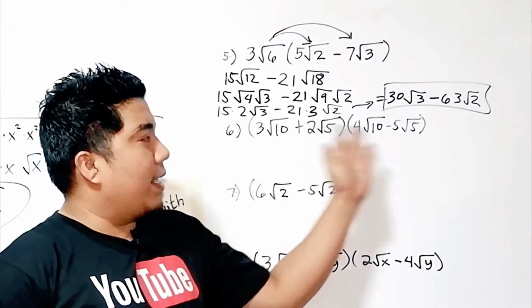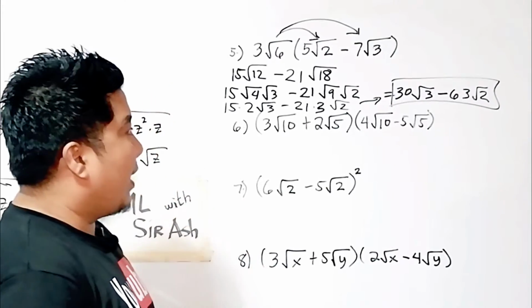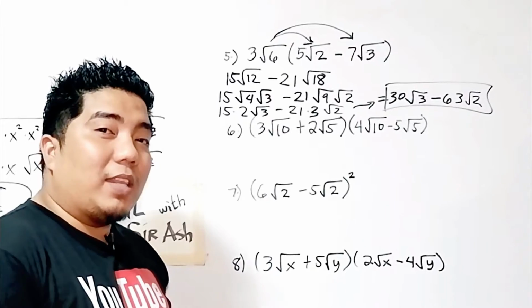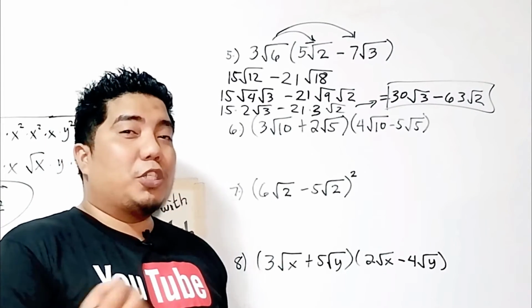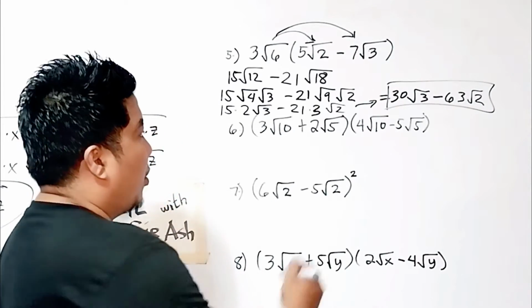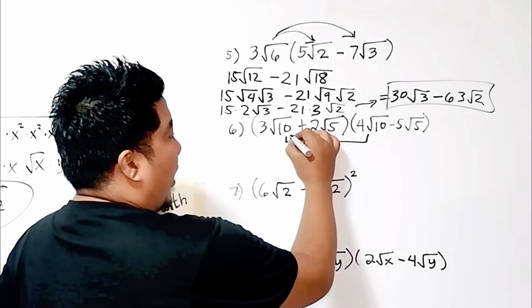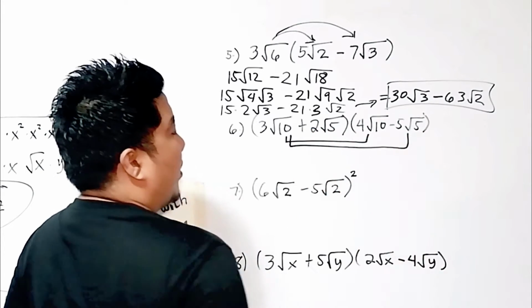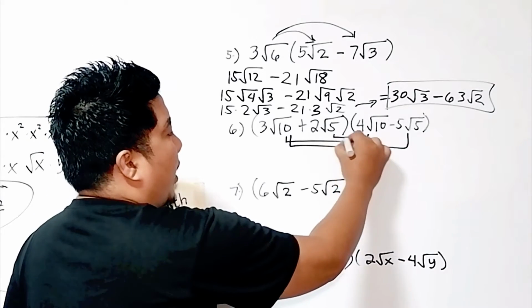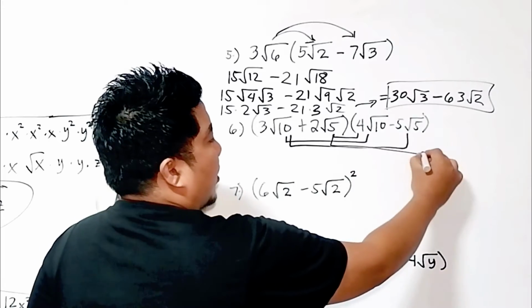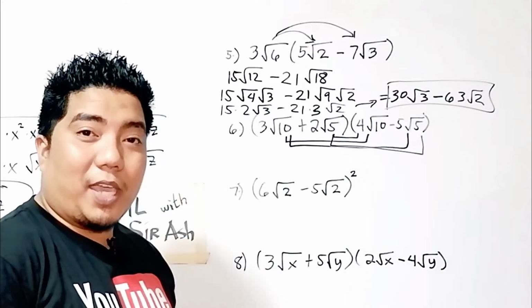Now, we have here an example of two terms times two terms. So if that is the case, you will apply the FOIL method. When I say FOIL method, that is first terms, outer terms, inner terms, and last terms. So you will be multiplying the first terms, and then the outer terms, and then the inner terms, and finally the last terms. Okay?